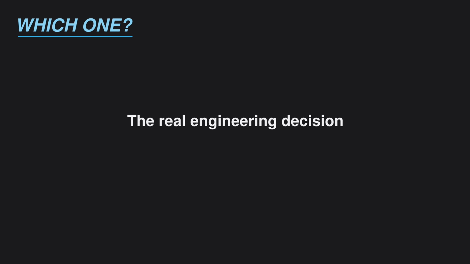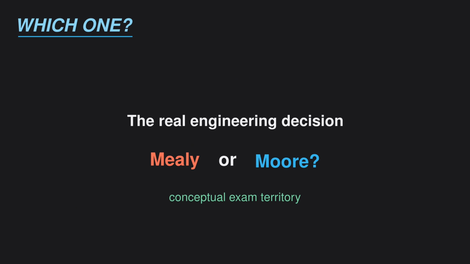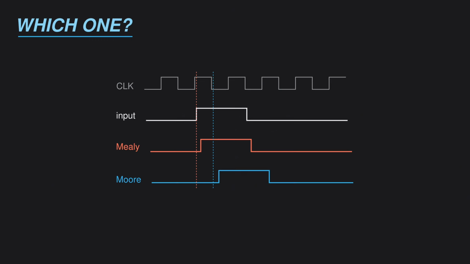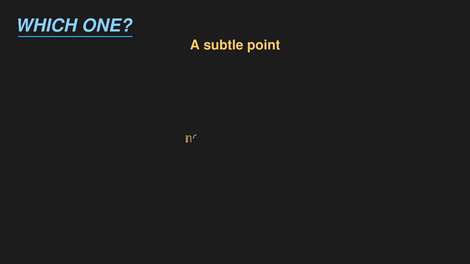So now comes the real engineering decision. Which one do you choose? This is exactly where the conceptual exam questions live. Mealy uses fewer states and it reacts to cycles sooner, but its output is computed directly from the live input. So if the input glitches, the output can glitch too. And here is a subtle point. That is not a bug you fix. It is simply inherent to Mealy.